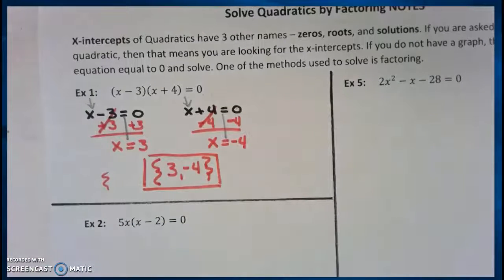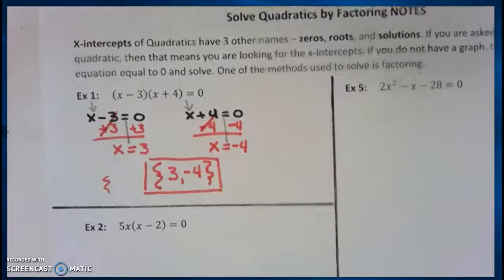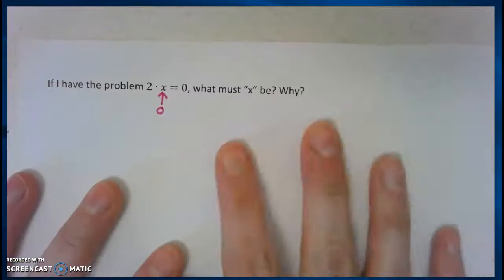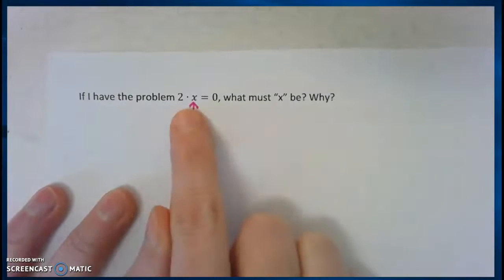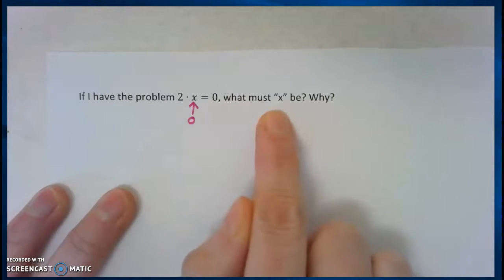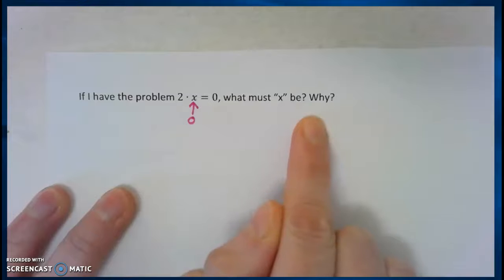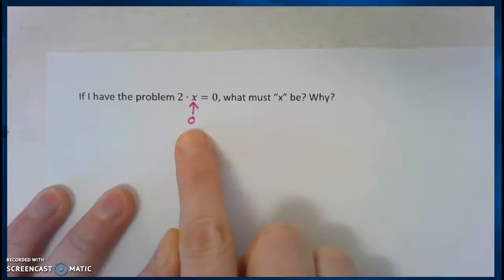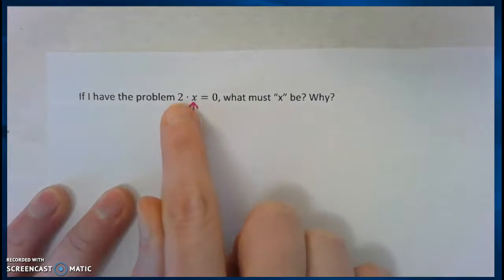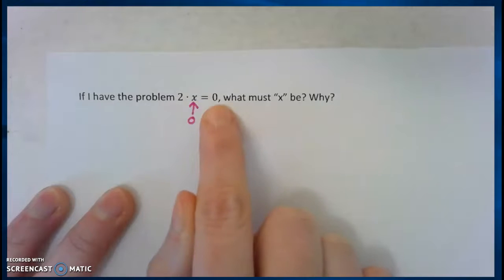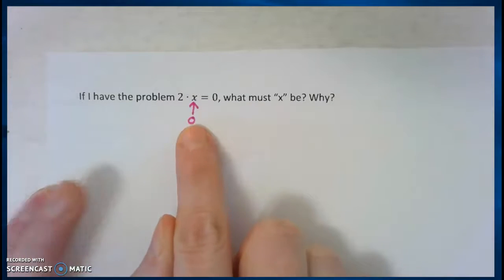Okay. So why did this work? And I'm going to back up for a second and remind you of something that we talked about right before we went to spring break. This part you do not need to copy. I just want you to listen. If I have this problem, 2 times x equals 0, what does x have to be and why? Well, x has to be 0, and the reason why is because any time that you multiply two numbers together and get 0 for the answer, one of those numbers had to have been 0.